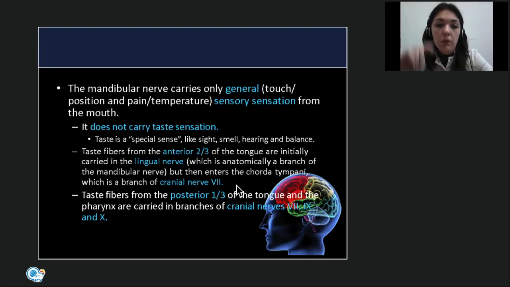Please memorize it. And taste fibers from the posterior 1/3 of the tongue and the pharynx are carried by branches of cranial nerves 7th, 9th, and 10th.